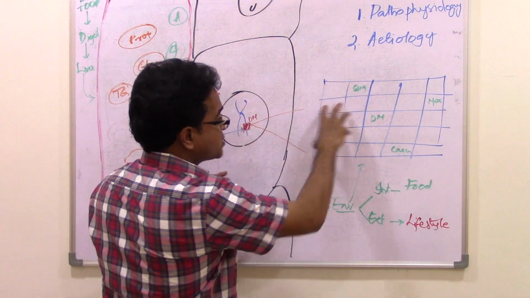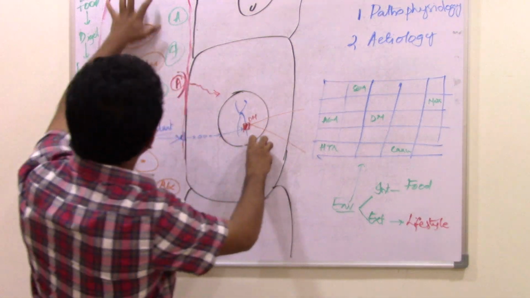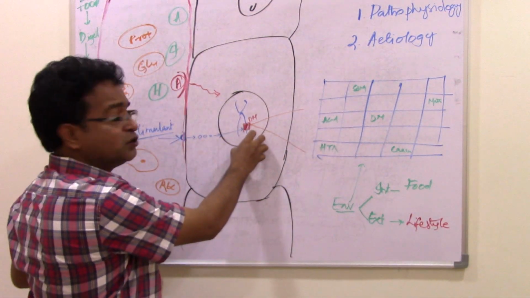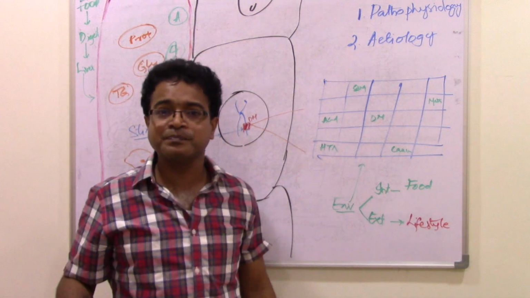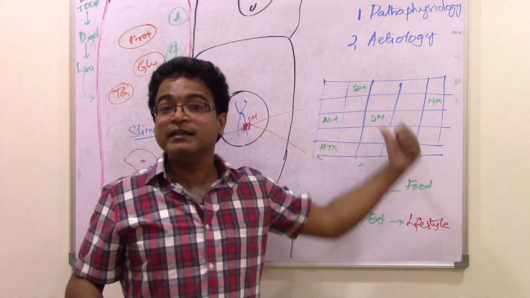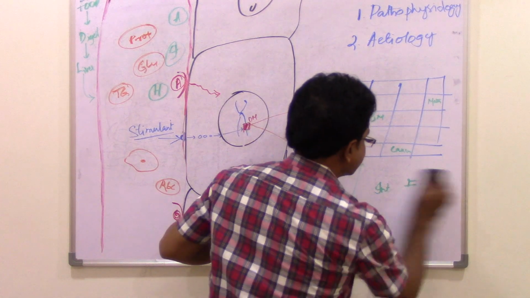Whatever comes out, whatever is being expressed in this gene, is because the environment is asking the gene to do so. So don't blame parents, genes or chromosomes for diabetes. There is a scope. This is briefly about the etiology.